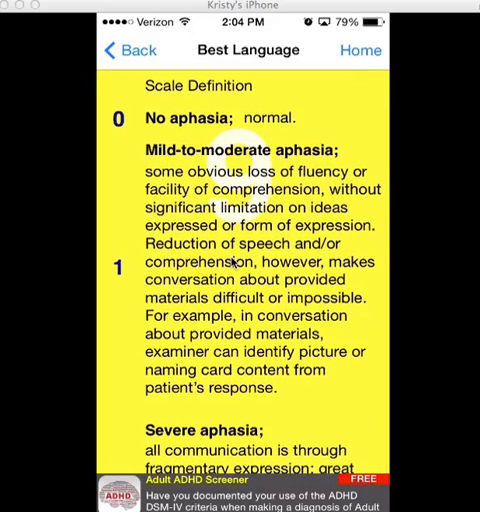If you know that the patient has some aphasia, you can see there's obviously a loss of fluency or ability to comprehend, but you can still identify the picture or content from the patient's response. A score of 1 will be given.